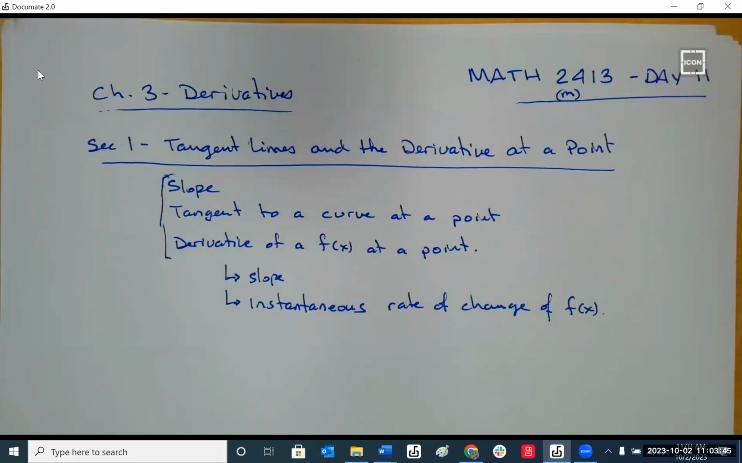All right, in section 1, first off, what are derivatives? Derivatives are a way for us to find slopes of a curve at a given point.